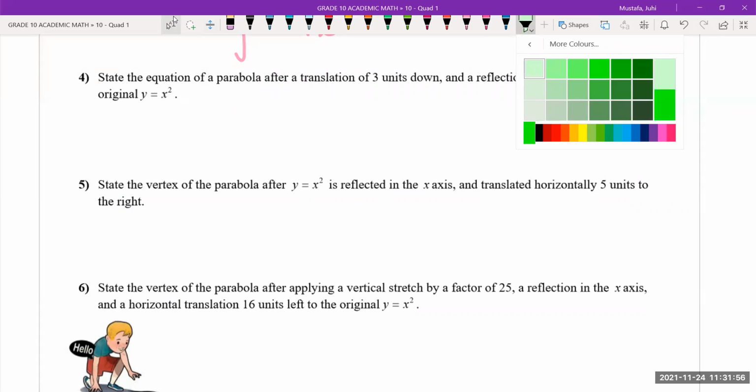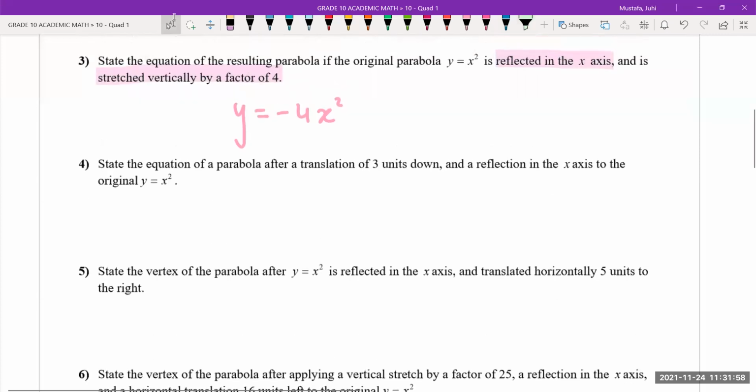So question number 4 says, state the equation of a parabola after a translation of 3 units down, a reflection in the x-axis to the original y is equal to x squared. You're going to notice this in every single question because we have to write that. We're basically saying the original function is y is equal to x squared. It's a parabola. Now let's do all of these different things to it.